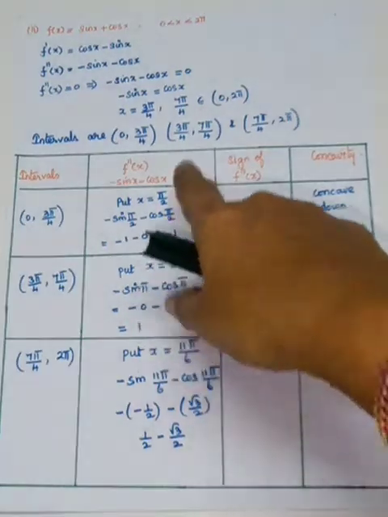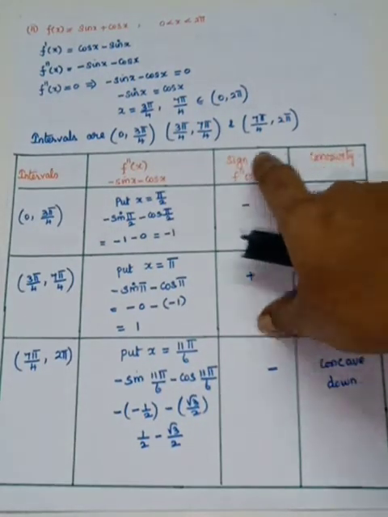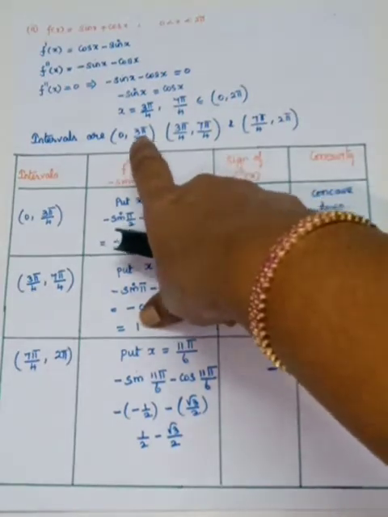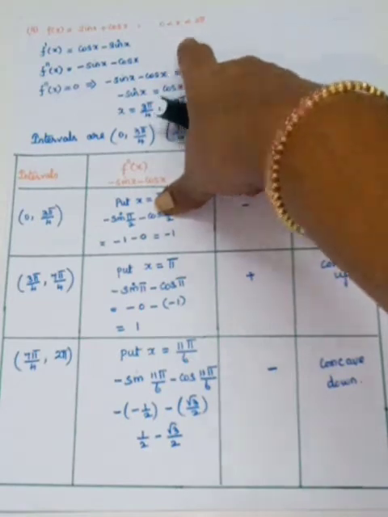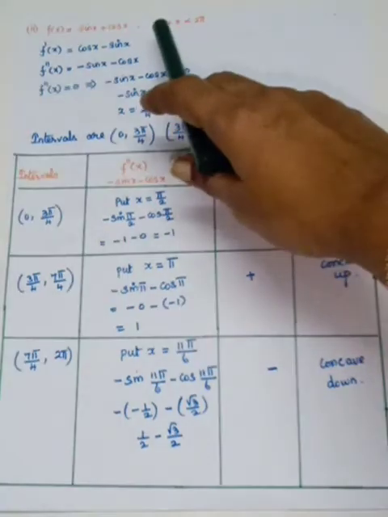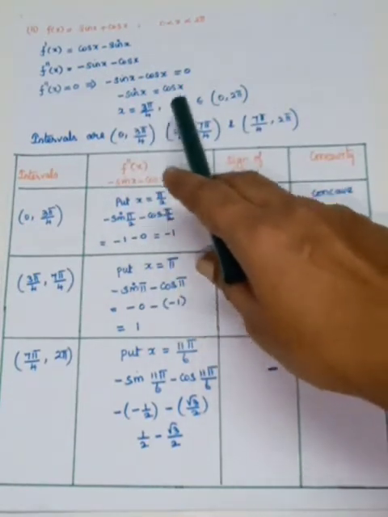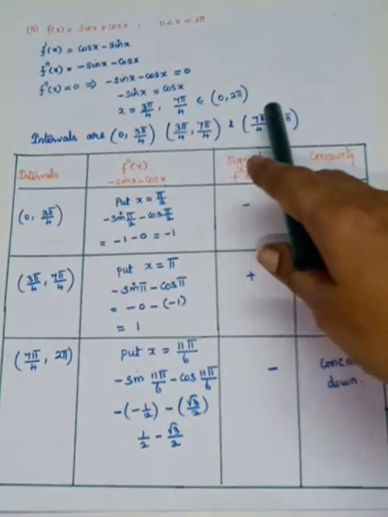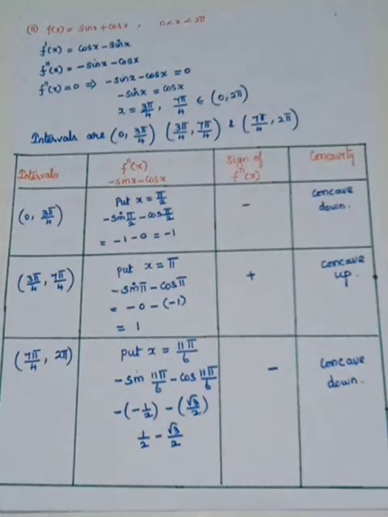Okay, so we have to form the intervals. So 0 to 3 pi by 4. Why didn't we start from minus infinity? Because the interval is given here: x is from 0 to 2 pi. So the starting lower limit is 0. So 0 to 3 pi by 4, next 3 pi by 4 to 7 pi by 4, and 7 pi by 4 to 2 pi. That is enough. Everything is an open interval. So the fourth step is over.